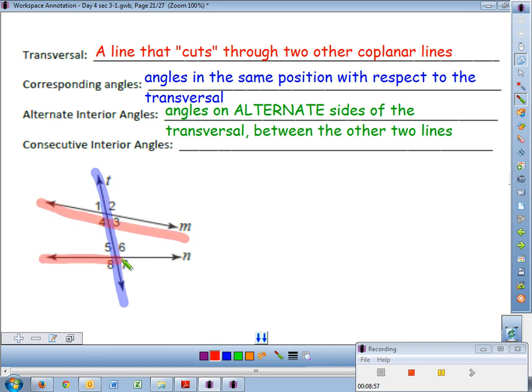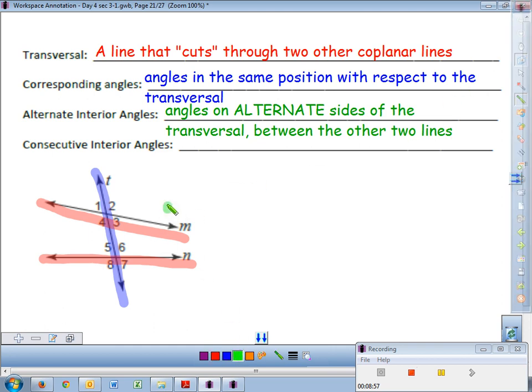And now here, note the transversal is blue, and I just highlighted the other lines red. I could care less about telling them apart. But I want angles on alternate sides of the transversal. That means if I pick one angle on the left, the other one's going to be on the right, right, on alternate sides of the transversal, but between the two other lines. That's why they're called interior.